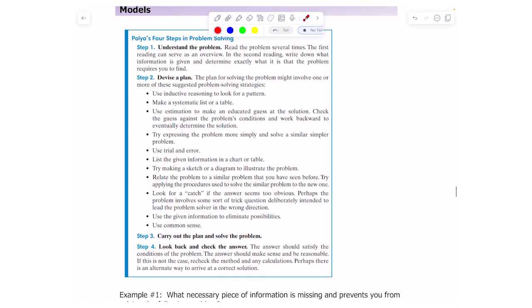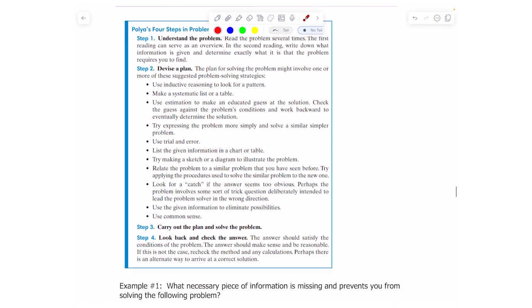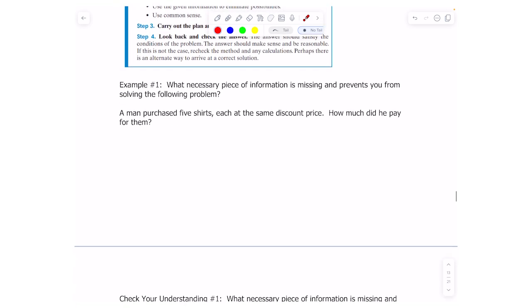The third step in Polya's 4 steps is to carry out the plan and solve the problem. And then the 4th step is always to check your answer. Does the answer satisfy the conditions of the problem? Does it make sense? Is it reasonable? If not, go back and check. You may have made a little error along the way, or maybe you need to rethink how you're going to solve the problem. So let's practice some of those problem-solving techniques here.